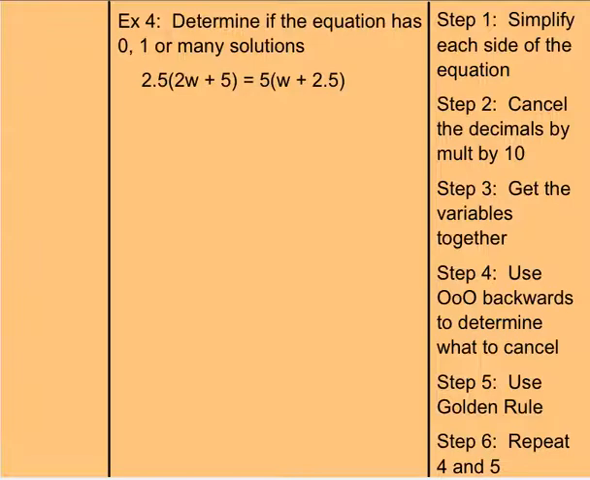Simplify each side of the equation. So I'm going to start by distributing 2.5 times 2. So if you have $2.50 and you double your money, how much money would you have? You would have $5. So we've got 5W, 2.5.